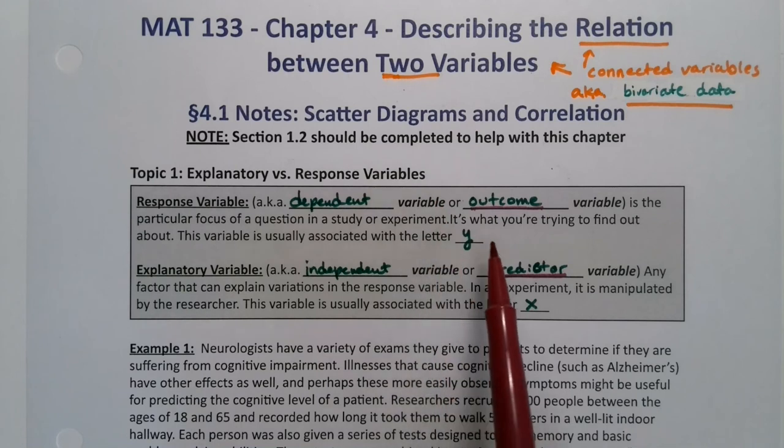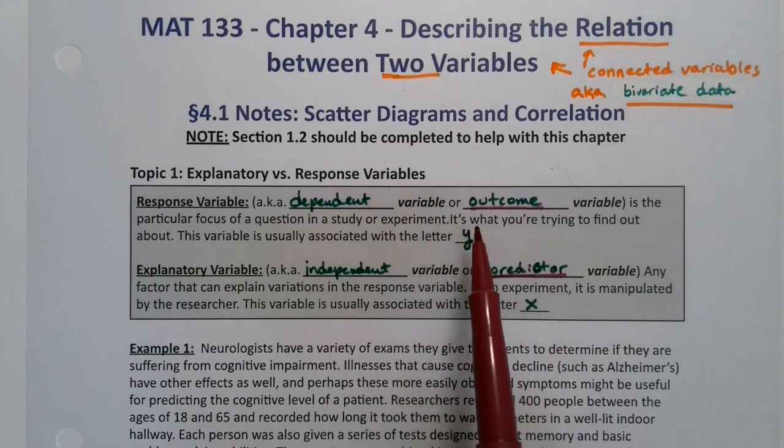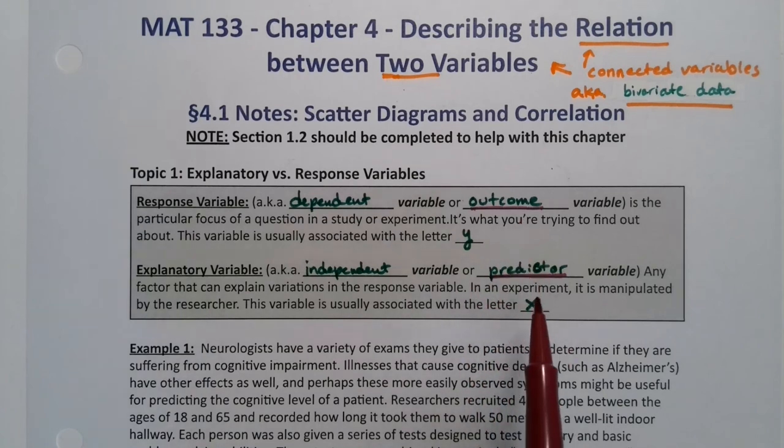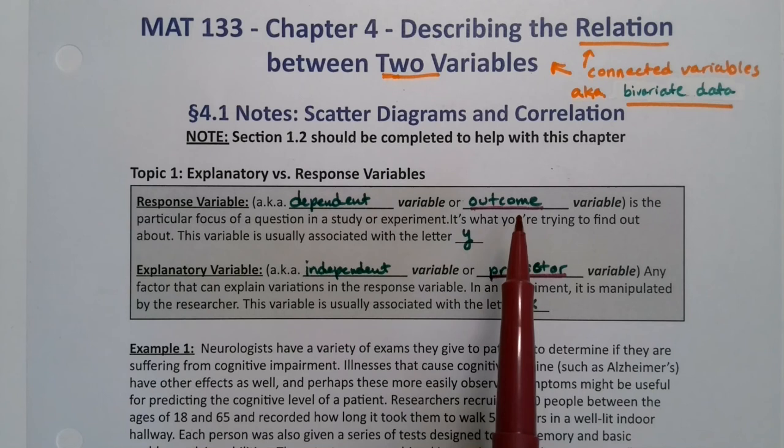This is what you want to know about, what you're trying to study. Why do students score higher on certain exams? Well, maybe this variable can predict why that happens. Study time or the amount that they slept before the exam, things like that. So those are the explanatory variables to figure out how I can get my test scores to be higher. That's the response variable.